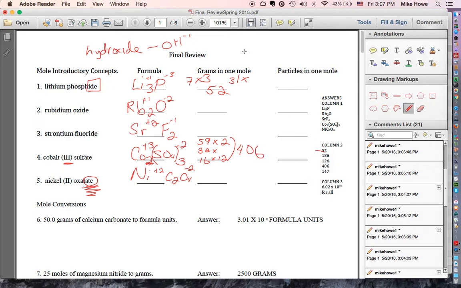Then the last part of the first section, there are always 6.02 times 10 to the 23rd particles in a mole, no matter what the substance is, because a mole is just a number of things. So that's the end of the first section of the final review guide. All right, so I'll go on with questions, starting with question 6 in the next little video.